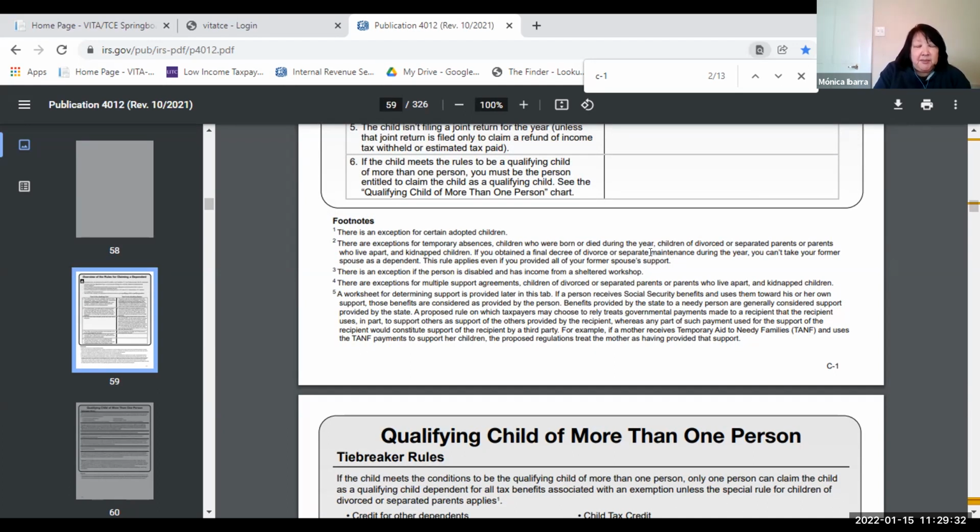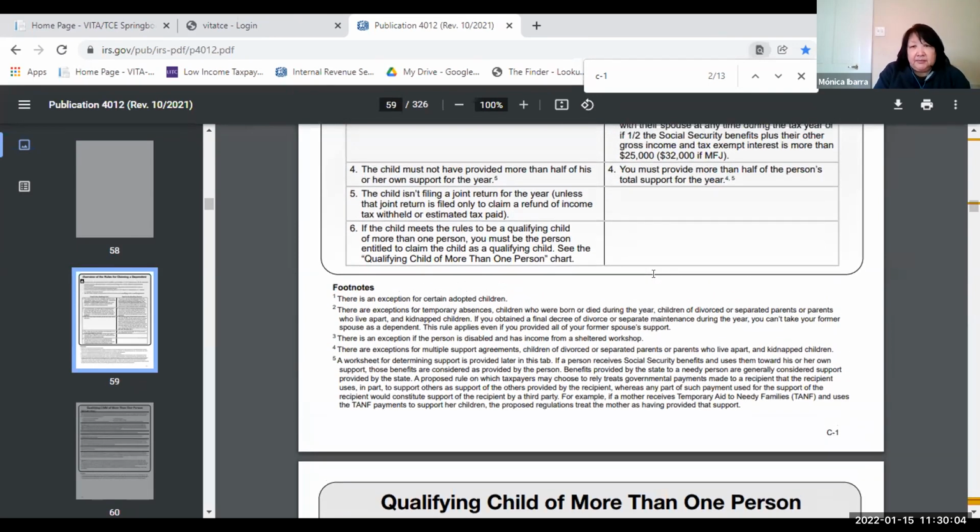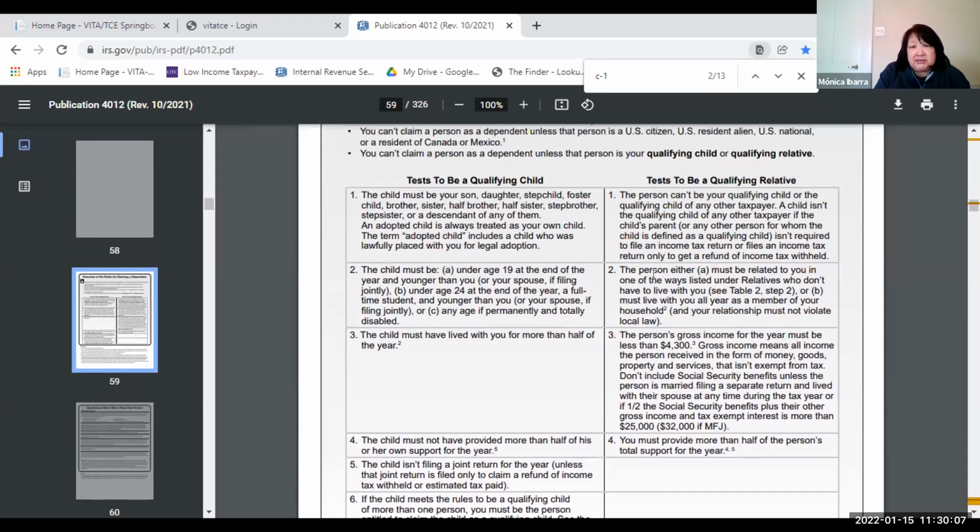So somebody who you thought might not have qualified to have somebody as a dependent, because I had a taxpayer who supported her father all year in his household, but he never lived with her. The rules were that she could claim him as a dependent. And that really made a difference for her, being able to claim that person as a dependent.